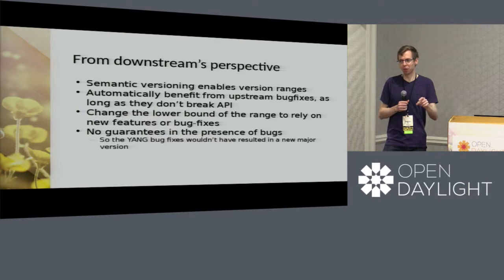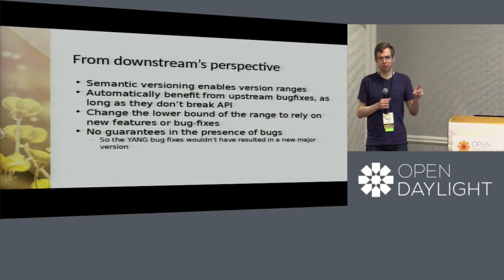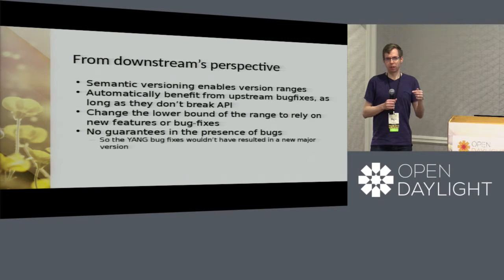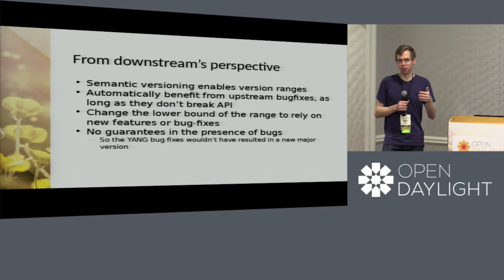But then when you remove the deprecated API, that's a major. And so the other thing from downstream's perspective is, and that's something that we don't have currently, when an upstream project introduces a new feature, then you change your lower bound to that version number so that you're guaranteed that you've got the new feature. And this would actually help us with some of the dependency cycles that we've ended up with in OpenDaylight.